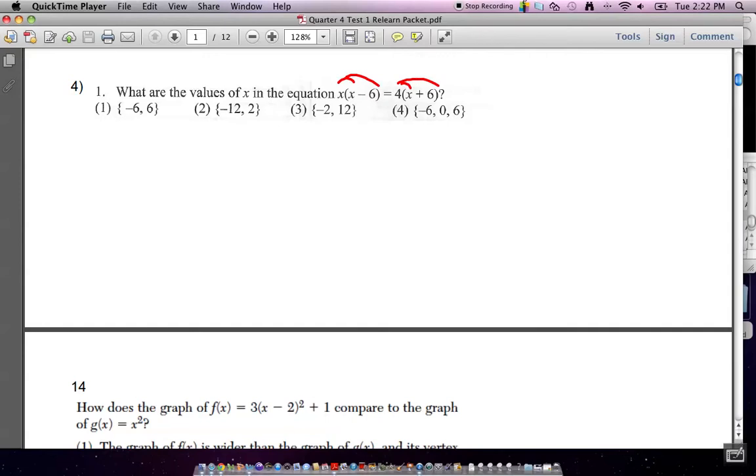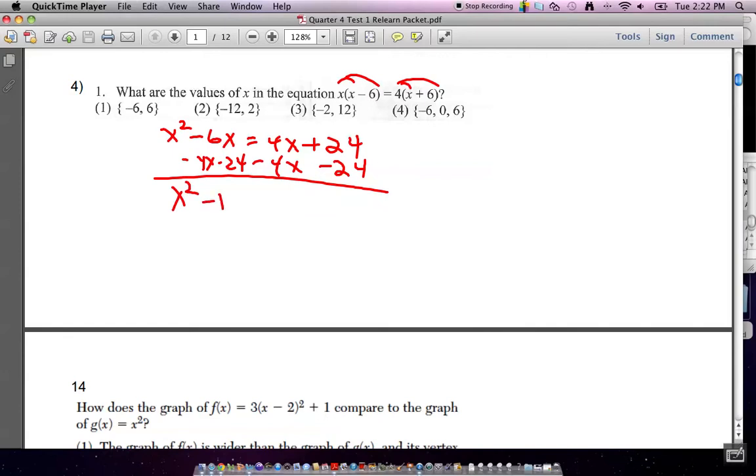So if I distribute on the left and distribute on the right, I get x squared minus 6x equals 4x plus 24. Again, just like we did a second ago, get it all on one side. That gives me x squared minus 10x minus 24. Remember, in here, only the like terms can be combined. So that gives me x squared minus 10x, because the negative 6x and the negative 4x I just circled in green are like terms, minus 24 equals 0. Again, we're back to that same old AM technique.